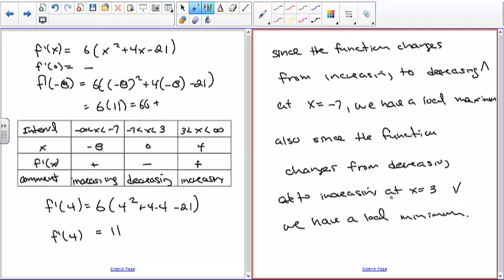Okay, so that's what it means by use the first derivative test. So it means creating the table, looking at increasing and decreasing. If there's a change from one to the other, you have a local minimum or a maximum. If it changes from increasing to decreasing, we have a maximum. If it changes from decreasing to increasing, we have a minimum.